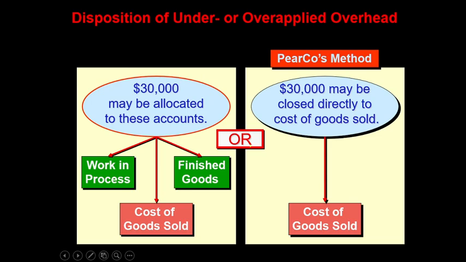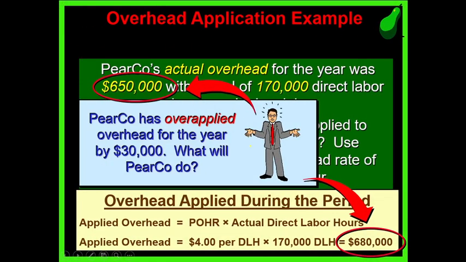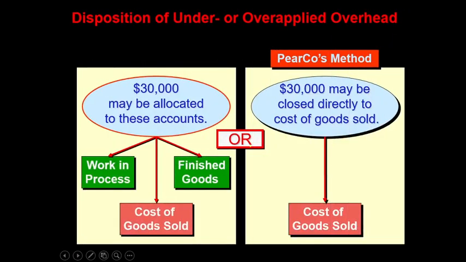Anyway, let's continue. Going back to this 30,000 earlier. Okay? It's over-applied. So, because it's over-applied, okay, the credit side is greater. Okay? Now, to close that, okay, there are actually two ways. You can allocate this to your work in process, finished goods, and cost of goods sold, or you can just go directly to your cost of goods sold, which is actually easier.